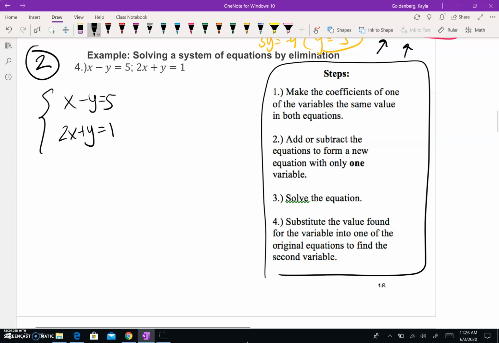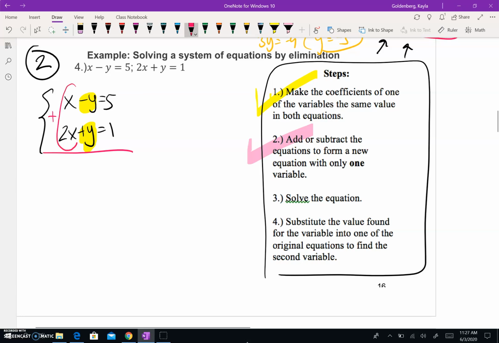First step is you want to make the coefficients of one of your variables, either x or y, the same value in both equations. And generally it's helpful to be opposites, because you can add or you can subtract the two equations together. So what they're saying is we're allowed to add two equations. So looking at this, notice there's a -1y and a positive 1y. So we've already satisfied number 1. To do number 2, we're going to add them together.